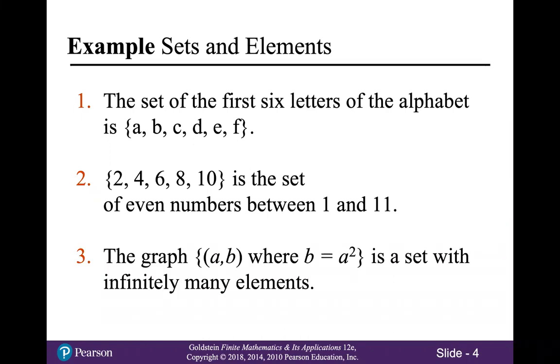And the graph of all ordered pairs (a, b), where b is equal to a squared, is a set with infinitely many elements. For those of you who remember your algebra, this graph is the graph of a parabola. So all of the points on that parabola belong to this set.